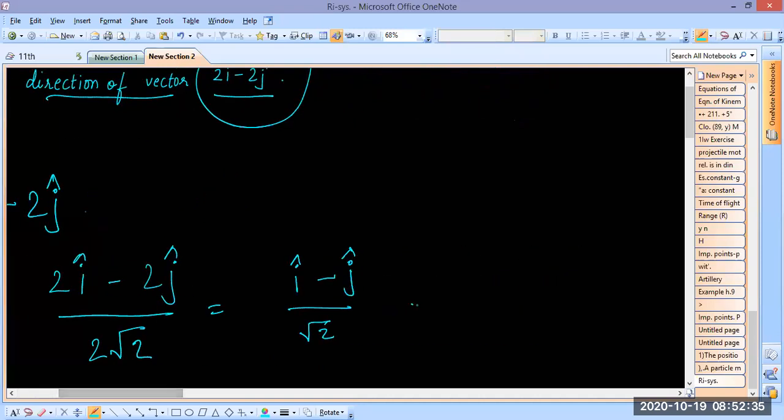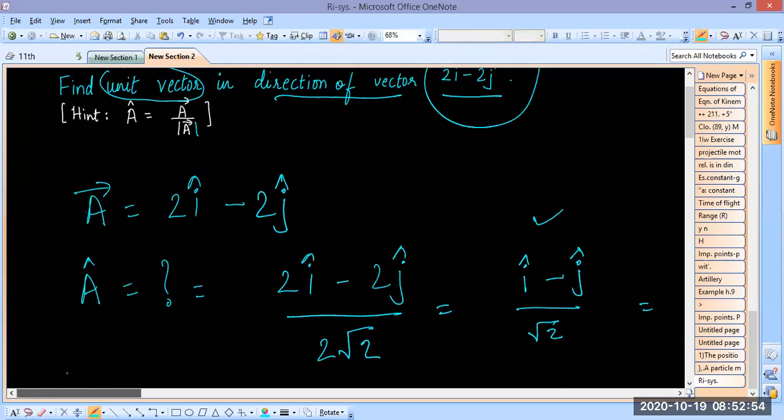Or this, you could also write it like this. Both are correct. Either this or this, both are correct. I hope you have understood this completely, right? There was nothing extraordinary about this one, right? Just the formula, that's it.